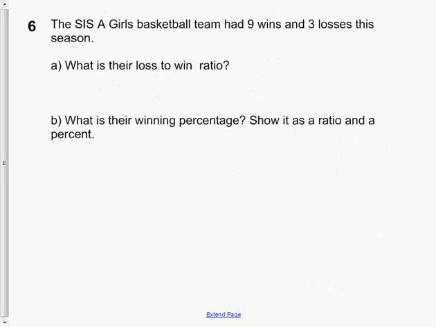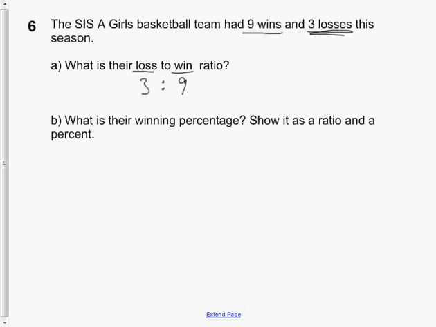Question 6 says the SIS A girls basketball team had 9 wins and 3 losses this season. What is their total loss to win ratio? Well, there's a tricky one. So in the review question it says loss to win, not win to loss. So the first thing you have to do is look for the losses. There are 3 losses, so that has to be your first term. And then the wins, there's 9.